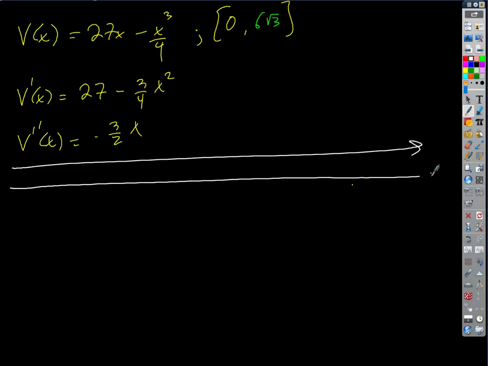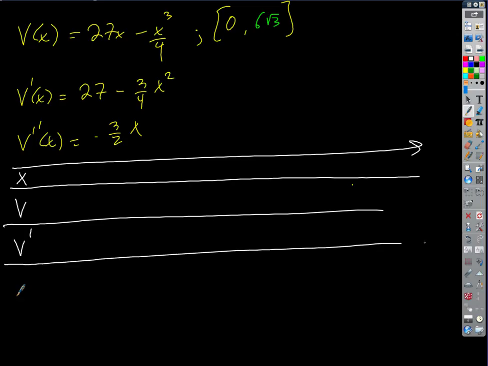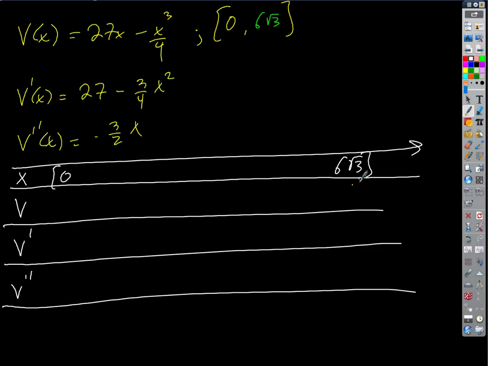So we got x, V prime, V double prime. Our domain went from 0 up to 6 times the square root of 3. Well, let's analyze our first derivative. Where is the first derivative going to equal 0? V prime equals 0 when what? x squared equals what? I get 6.